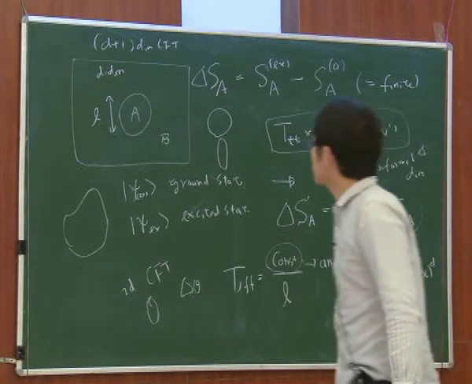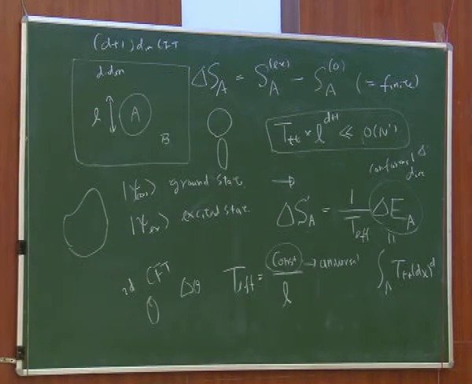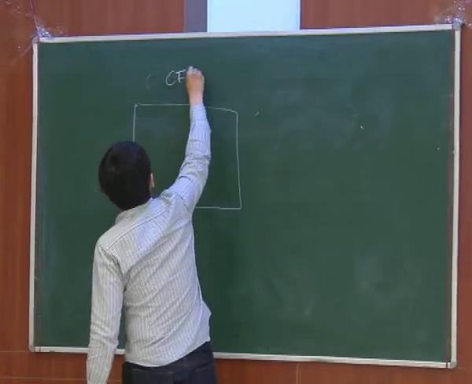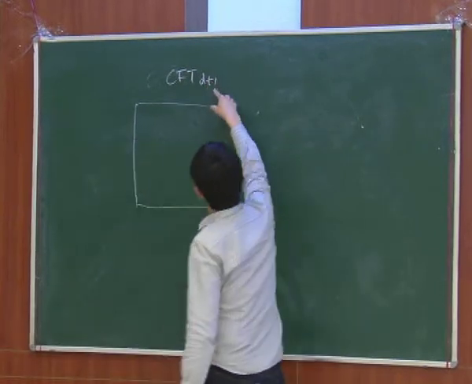So we'd like to take the opposite limit, which means that this subsystem A is very, very big. Maximally, we assume the maximally big case. That is, we talk about conformal field theory in D plus 1 dimensions, with one time and D space dimensions.